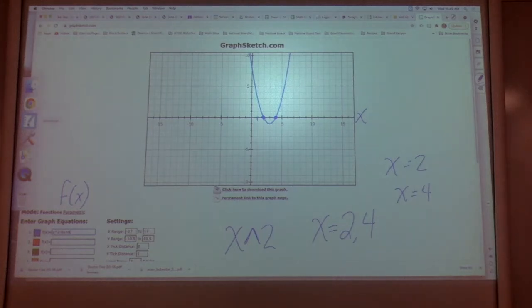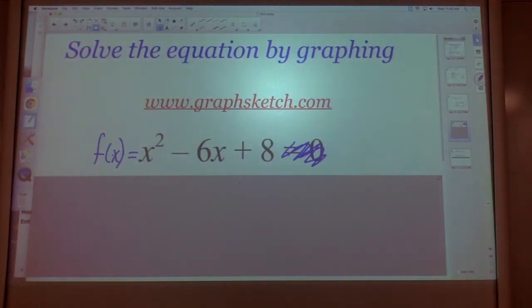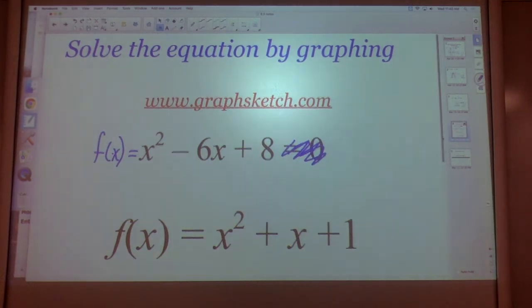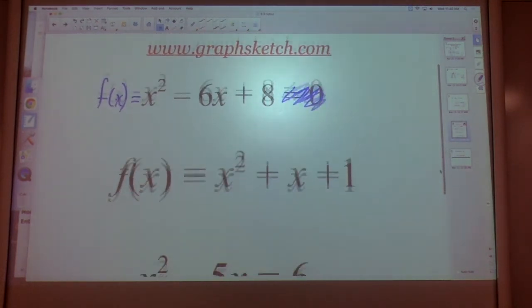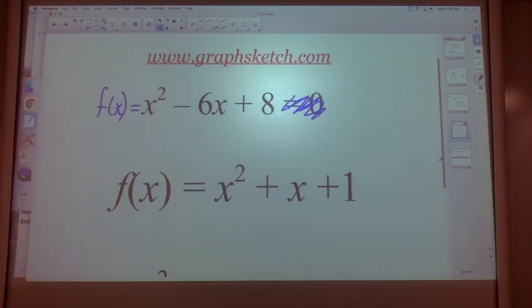All right, so there's one. Let's try another one. F of x equals x squared plus x plus 1. Type that in. X squared plus x plus 1. Try it yourself. Okay, you should type it in.